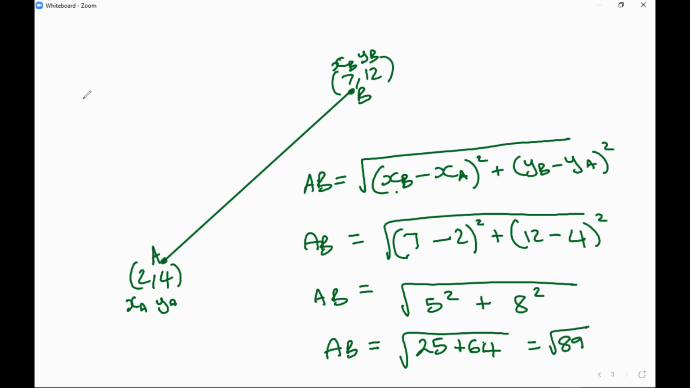Don't forget that's what it's called. So if you got a square root in your answer, this is known as surd form.